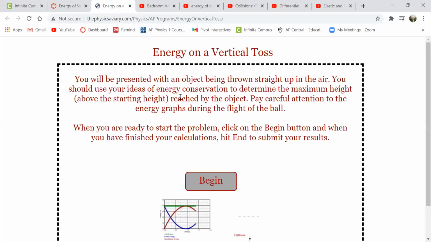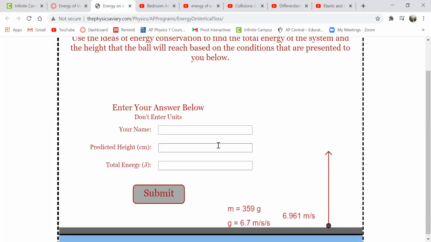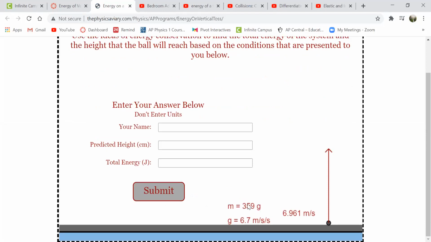So you open this up, it's a physics aviary. So you're going to be presented with an object being thrown straight up into the air. You should use your ideas of energy conservation to determine the maximum height. Pay careful attention to the energy graphs. That'll just help you understand conservation of energy, that mechanical energy, the green one, stays constant, that gravitational potential and kinetic both trade. So it gives you initial values. Yours will be different than mine, but notice it gives you mass, initial velocity, and gravity.